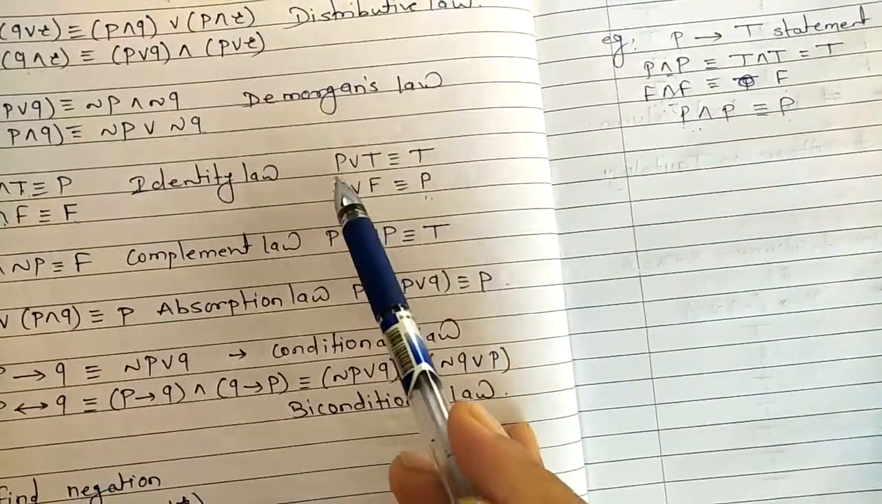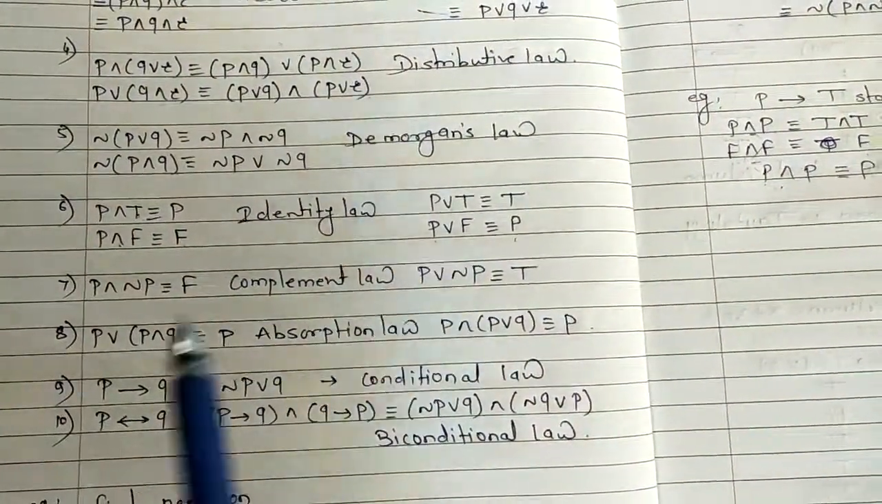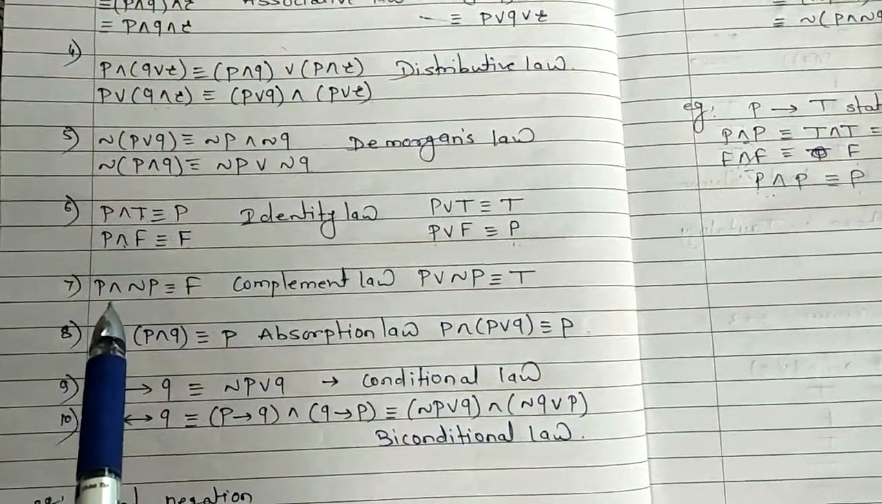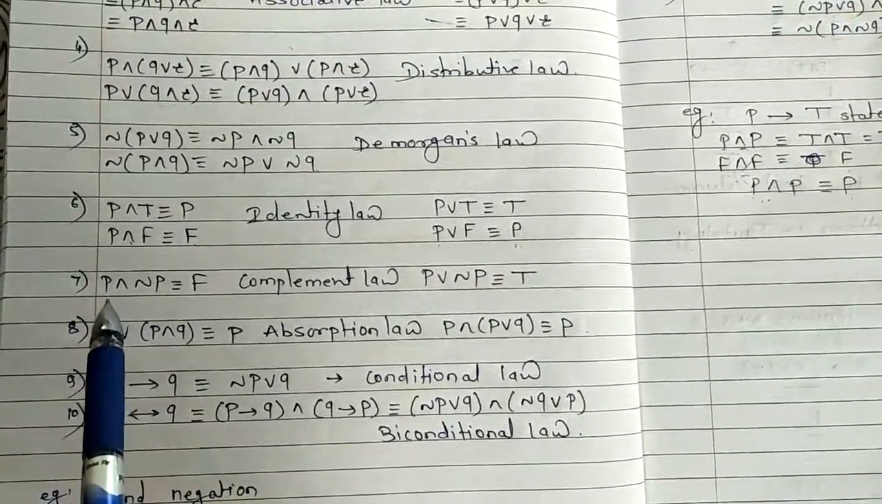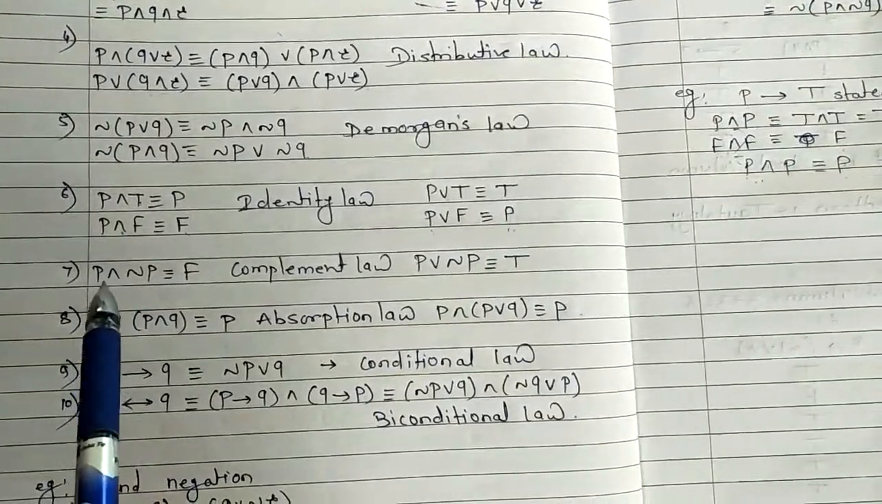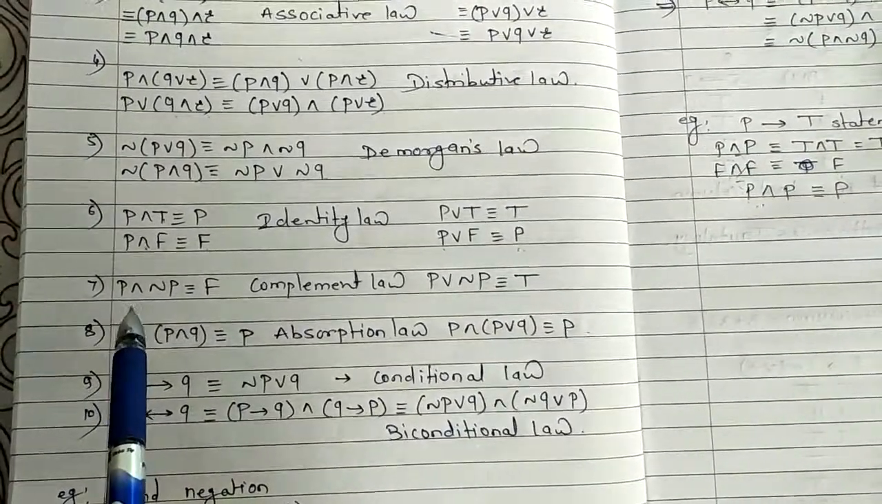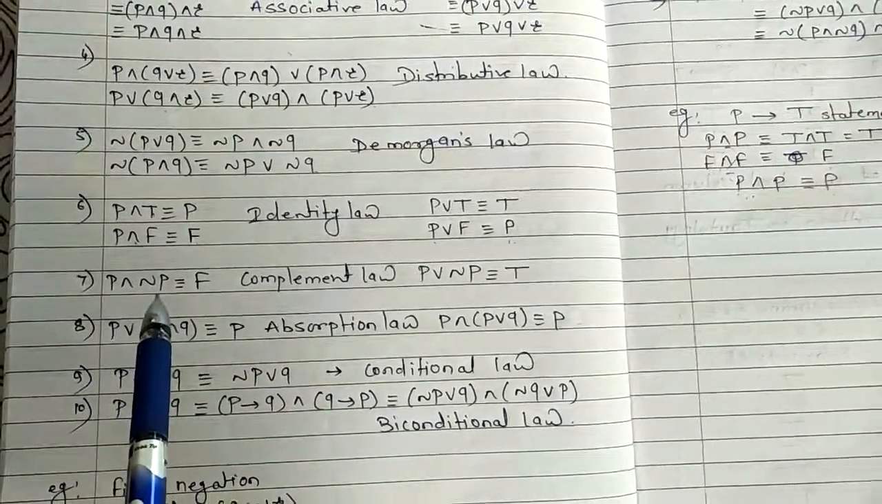So it depends upon P. So next one is the complement law. The complement law can be applied to a statement and its negation. That means the values of the statement and its negation are not the same. If P is true, then its negation is false. If P is false, then its negation is true.